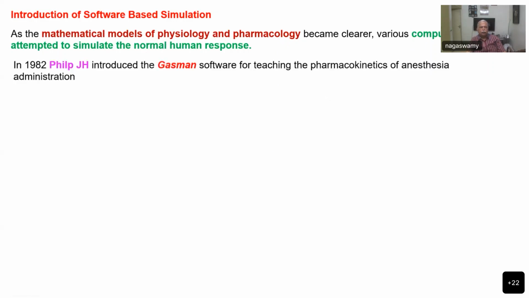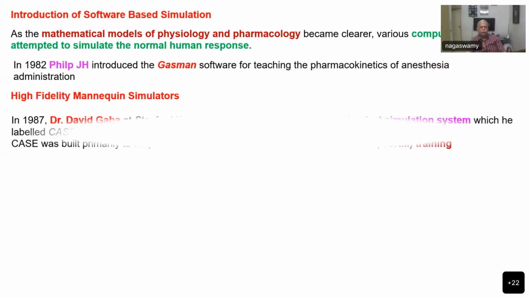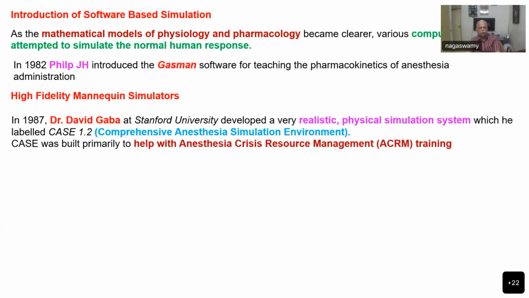And in 1952, Philip J.H. introduced the Gasman software teaching the pharmacokinetics of anesthesia administration. Then the high fidelity simulators in 87, David Gaba, who is considered the father of simulator marketing, of Stanford University, developed a very realistic physical simulation system which he labeled the Comprehensive Anesthesia Simulation Environment.